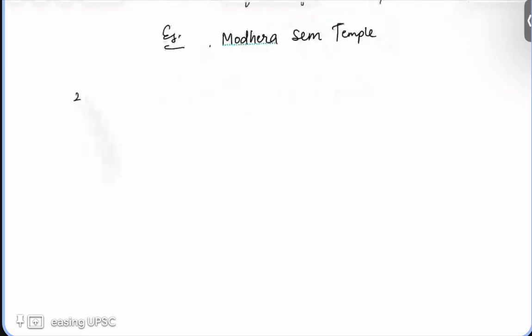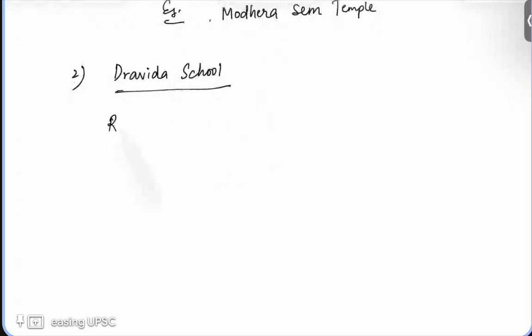Next we talk about Dravida school. It is also known as Southern style. If we talk about region, then Krishna River to Kanyakumari mostly. So this part covers Dravida style.